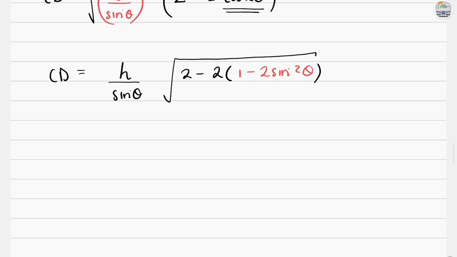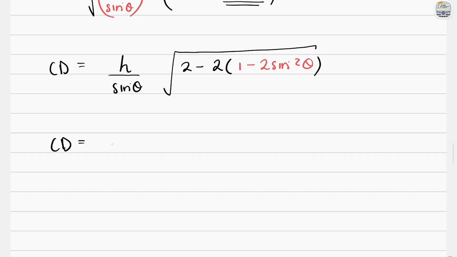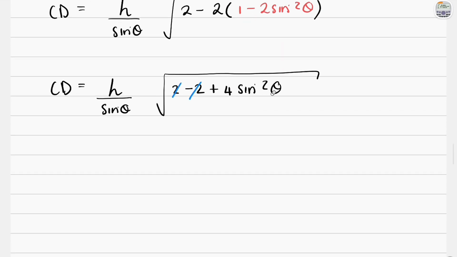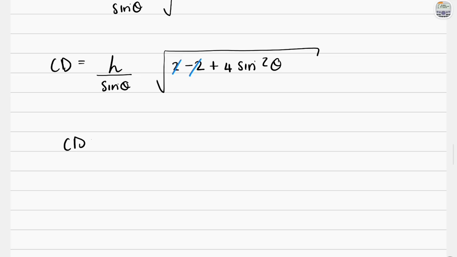And now this is equal to, we're just simplifying further now, h over sine theta square root of, and we have 2, and this is going to distribute in. So minus 2, and then that distributes in and becomes plus 4 sine squared theta. And there you go. You see, these cancel, and we are just left with the square root of 4 sine squared theta, which can be square rooted. So h over sine theta multiplied by, and this is now the square root of that.